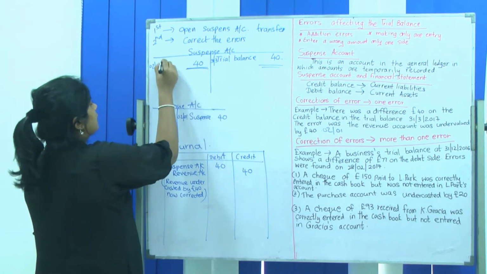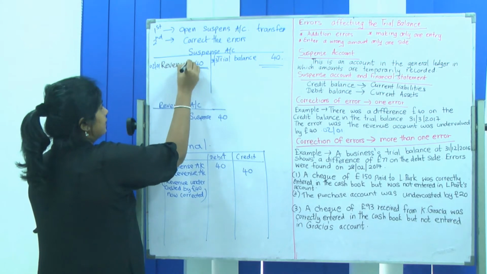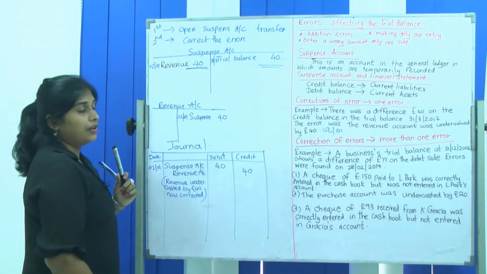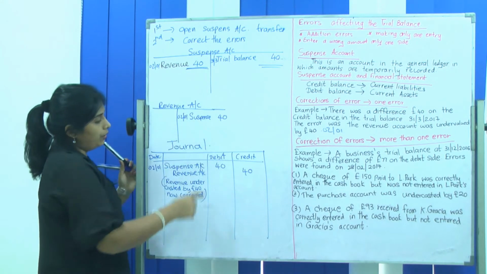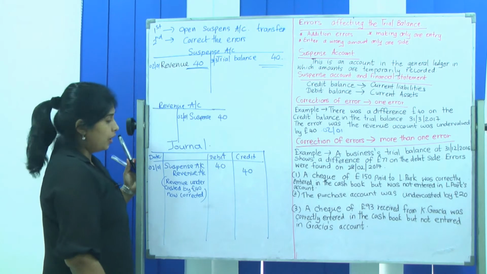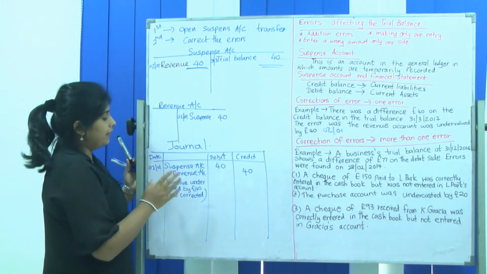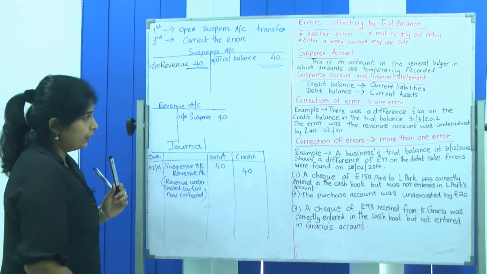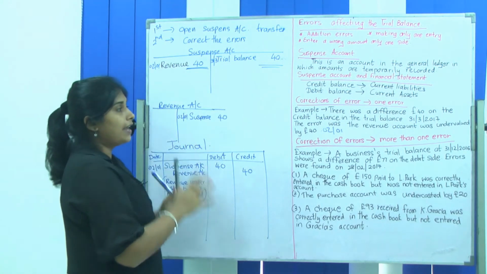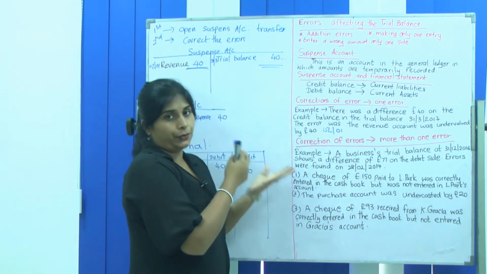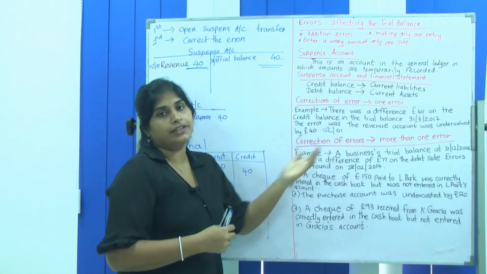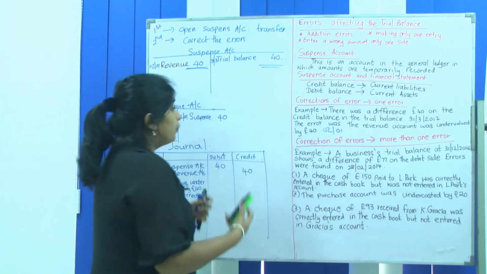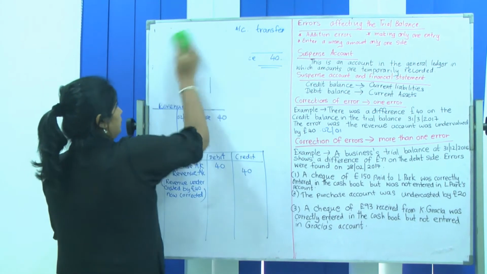Here you have to write the revenue as the detail. So the journal entry will be: suspense account debited by 40 pounds, revenue account credited by 40 pounds. As the narrative you can write: revenue which has been undercasted by 40 pounds, now corrected. So there was only one error. Okay, for the 40 pounds shortage, because of one error only there was a shortage on the credit side. Now we'll see what to do when there is more than one error.